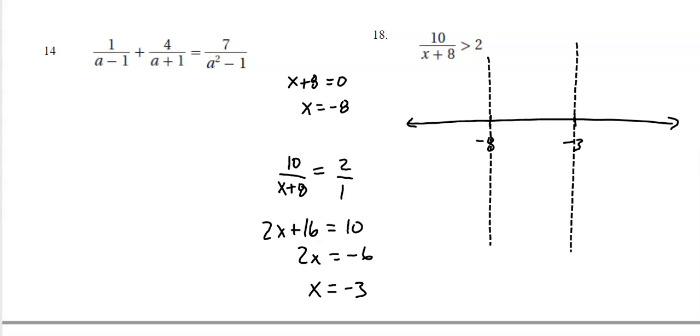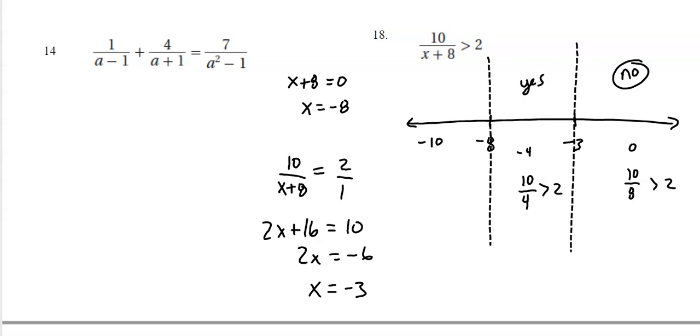Pick numbers in there that are nice. Like 0 is a pretty nice number. Let's test 0. So that would be 10 over 8. Is that greater than 2? 10 over 8, is that bigger than 2? No. Doesn't work, because that's like 1 point something. Let's pick something here in the middle, like negative 4. So I'm going to test negative 4. So 10 over negative 4 plus 8, that'd be 10 over 4. Is that bigger than 2? Yes, that's 2.5. So you're a yes.